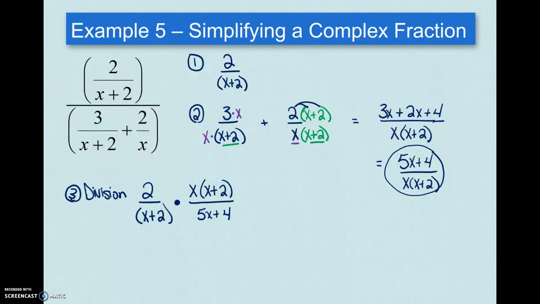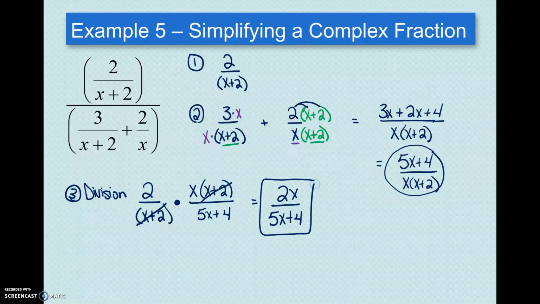What cancels? So our final answer is 2x over 5x plus 4, and that is certainly a lot simpler than whatever we started with. So step 1 is simplify the top, do whatever needs to be done on the top, factor it, combine it, get the denominators the same so you can add or subtract it. Do the same thing to the bottom. Once you have the top simplified, the bottom simplified, then do the division problem.